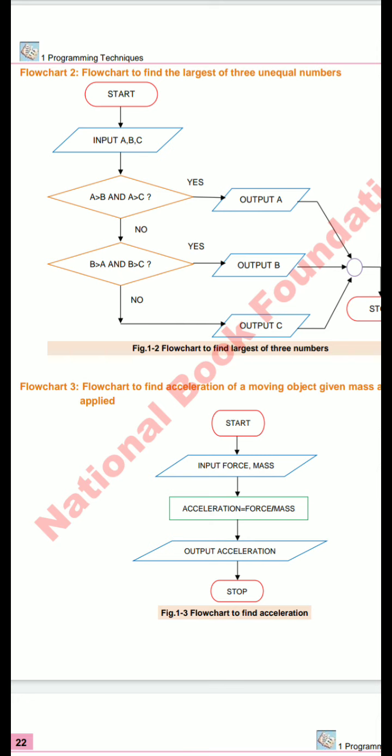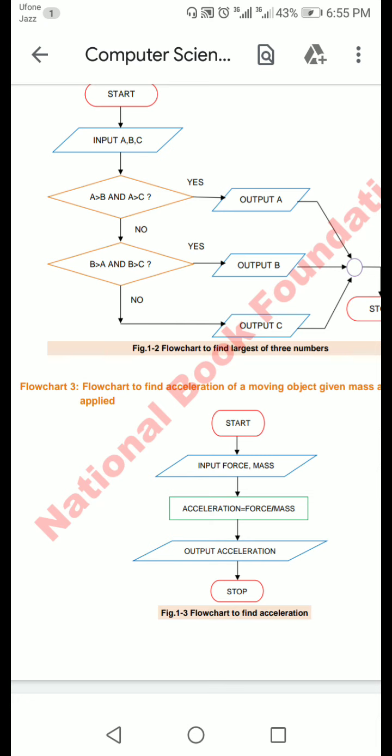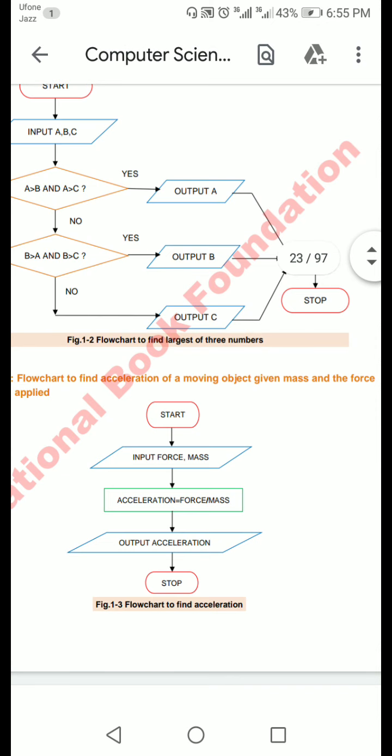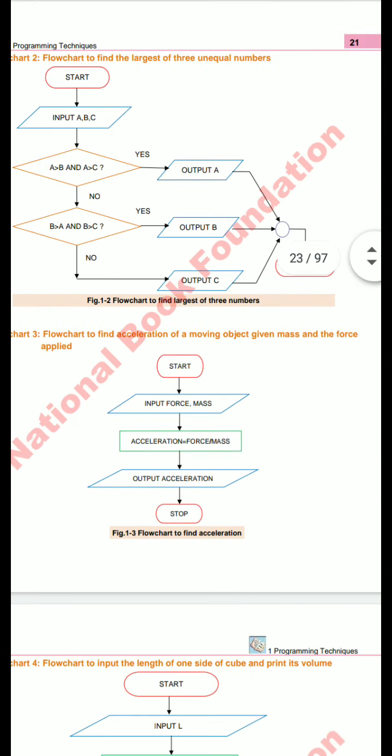Otherwise, the next decision box will check if B is greater than A or C, then the output will be B as your greater number, and if both conditions of the decision boxes are not true, then the answer will be output C, and your flowchart will stop.